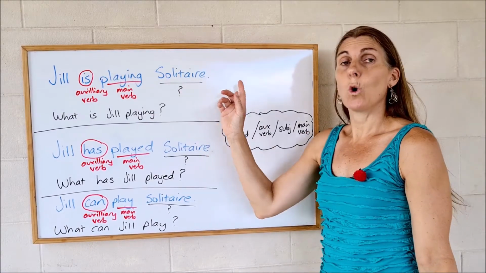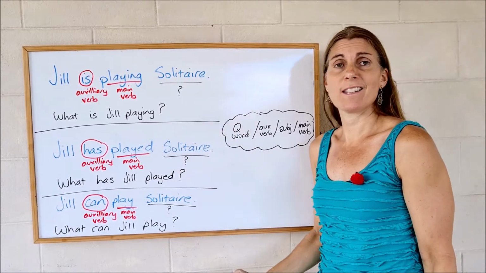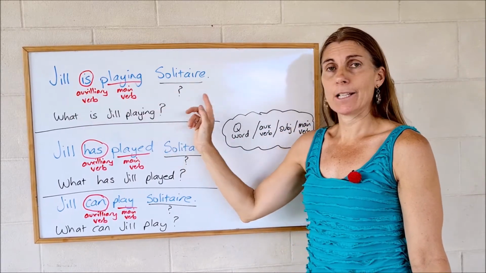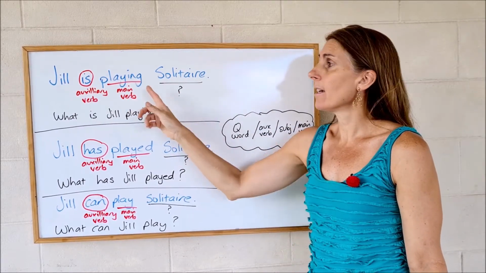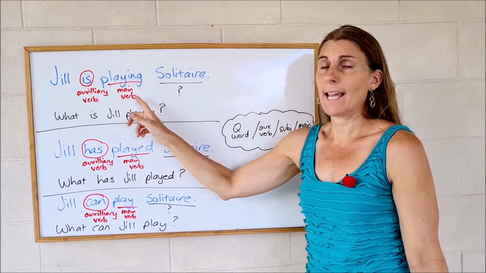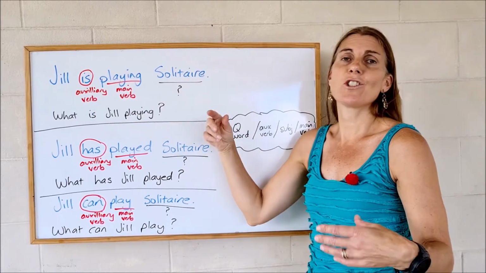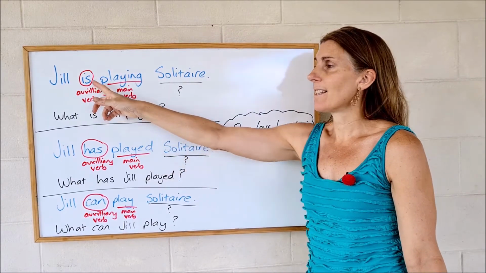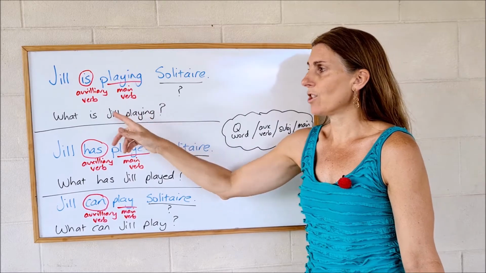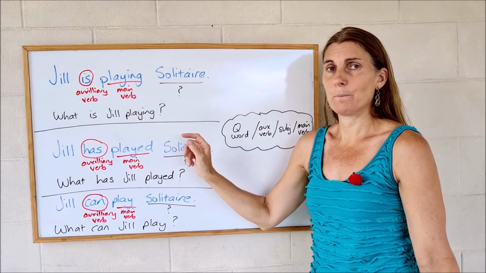Sometimes our sentences already have auxiliary verbs. If they do, we just use the ones that are there. Let's make it easy. So for example, Jill is playing solitaire. So present continuous. So our auxiliary verb is to be, and the main verb is play. So in the continuous form, Jill is playing solitaire. So our question stays in the same form using the same auxiliary verb. So what is Jill playing? Same structure: question word, auxiliary verb, subject, main verb.